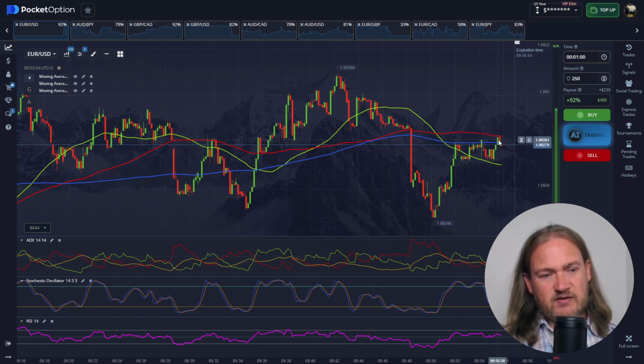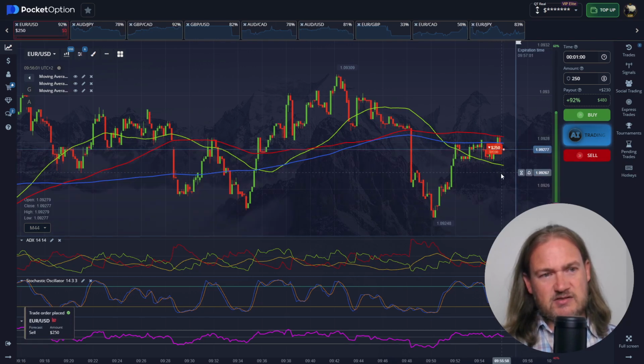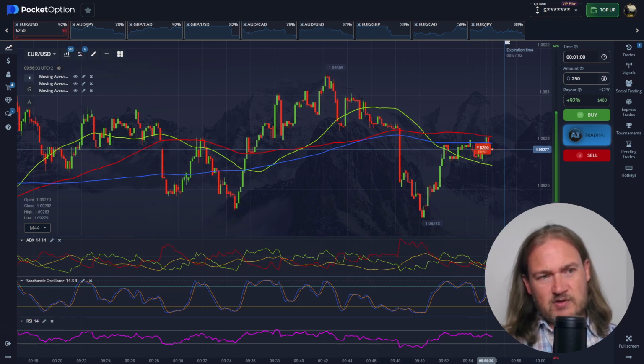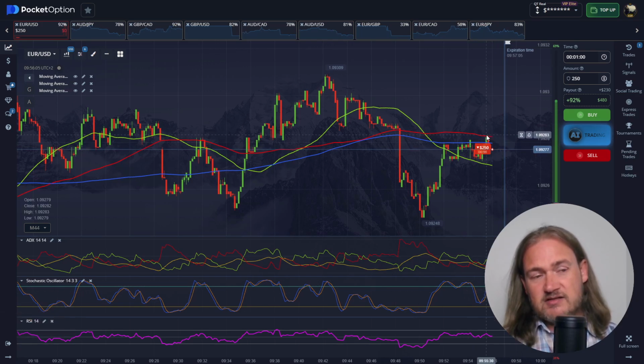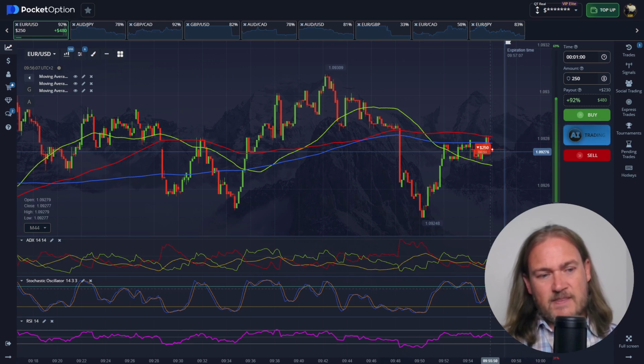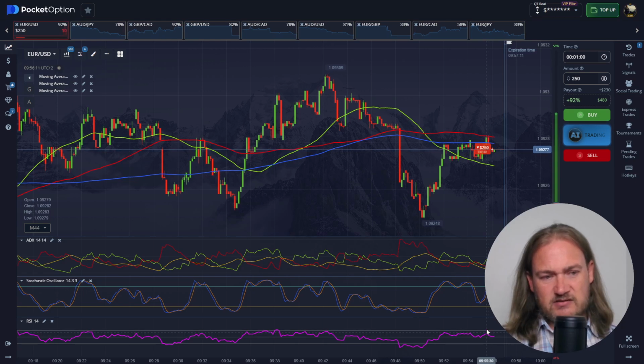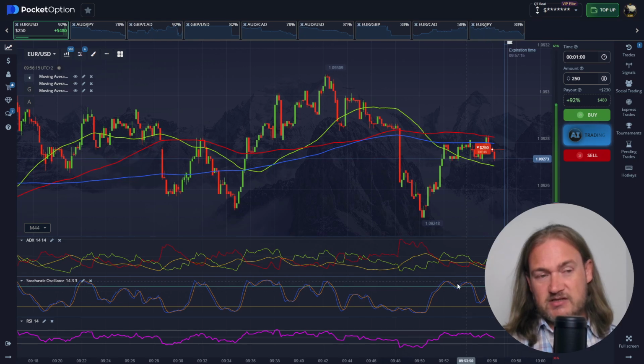We do have some divergence here. Let's see if this finished forming up. We're still way below the moving averages. This did confirm for us, so I'm going to take a sell. We had price make a new high here. It didn't break through the moving average though, but my oscillator didn't make a new high. Neither did my RSI. So both the stochastic and the RSI gave me a bearish divergence. So that's the reason I took this.